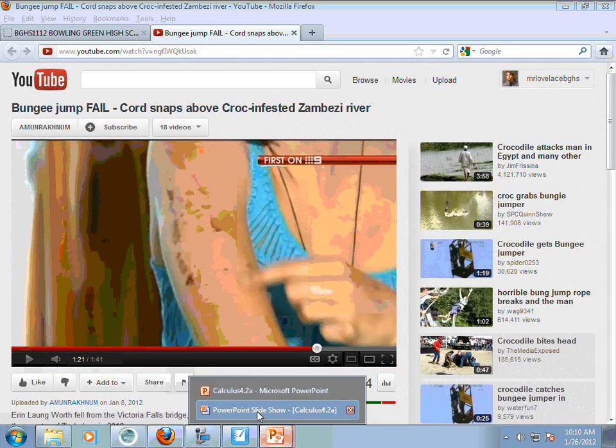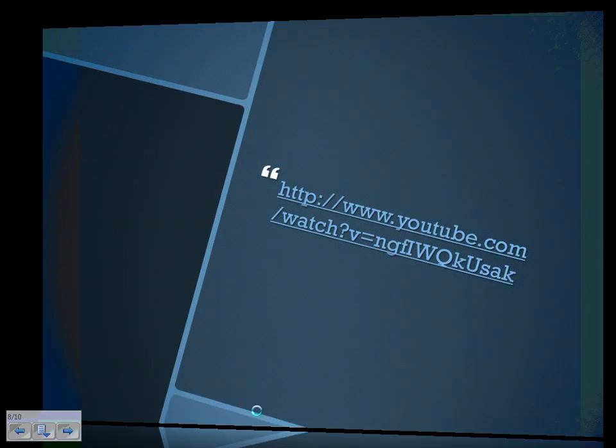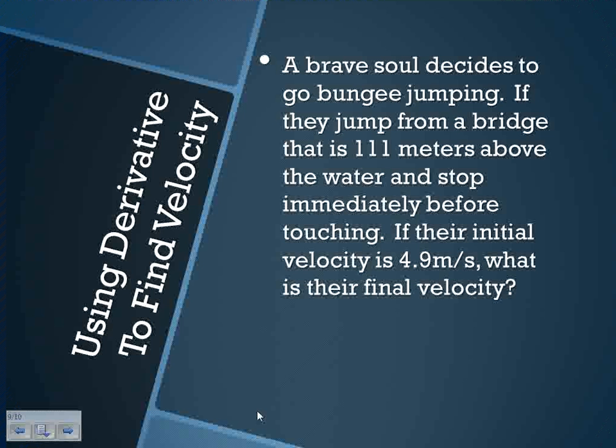All right. So that brings us to our next example. Yeah, we got a brave soul here who decides to go bungee jumping. And I used the data from the video. If they jump from a bridge that is 111 meters above the water and stop immediately before touching, or in our case, didn't stop. Doesn't really matter either way, though.